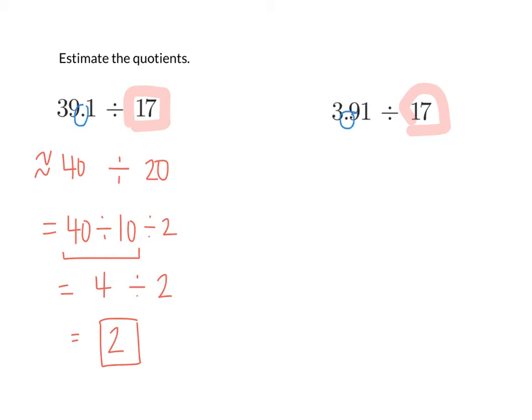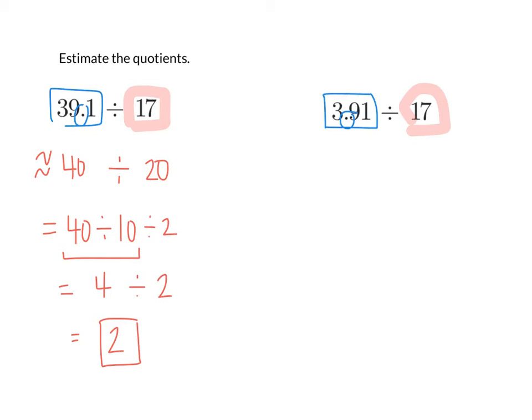Right? So let me ask you guys, are the two wholes exactly the same? No. But they both have 391. But because the decimal point is in a different place, they have different values, huh? So how does the value of 39.1 compare to the value of 3.91? Well, 3.91 is 10 times smaller than 39.1. Okay? So let me ask you a question then.